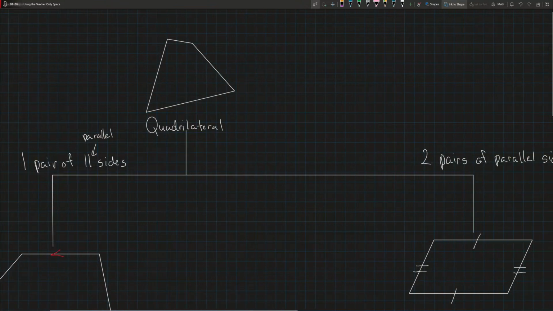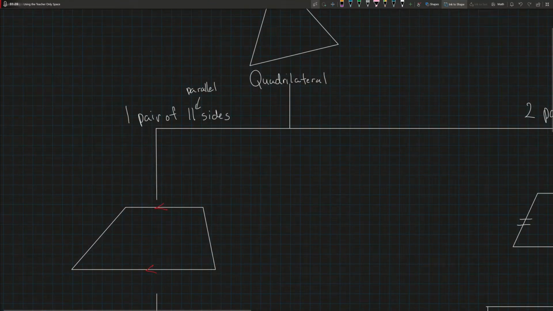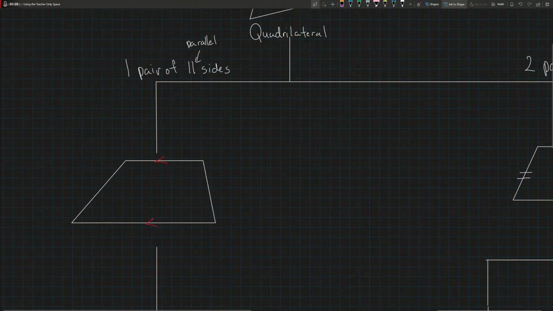So let's talk about having one pair of parallel sides. When you have one pair of parallel sides, indicated by these two arrows, meaning these two sides are parallel, you have what is called a trapezoid. Or if you're from another country, trapezium, but you're in the US. Trapezoid.